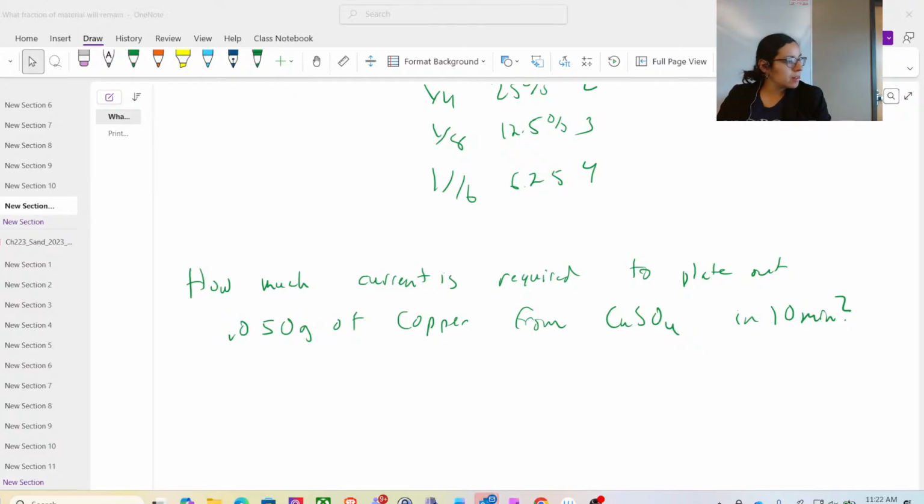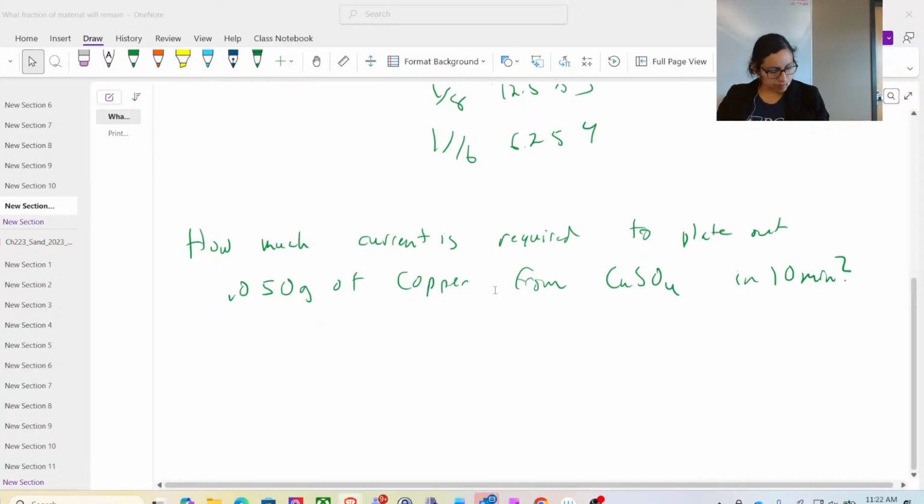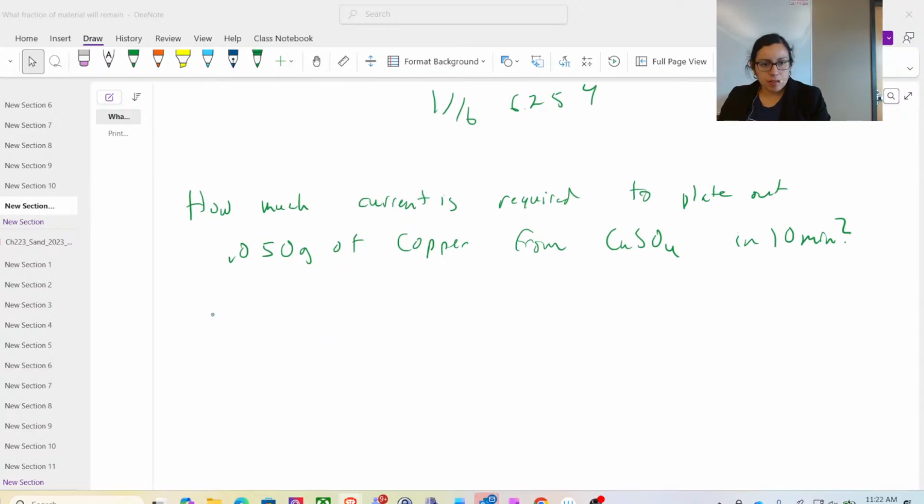Yeah, so Faraday's constant. I have it as 96,485 coulombs per mole of electrons.